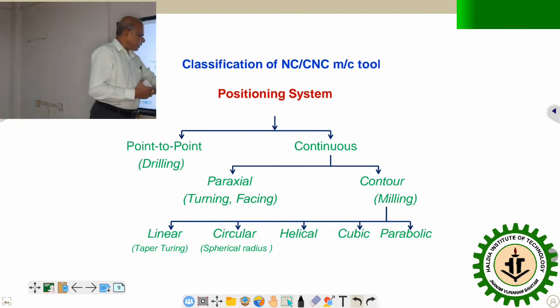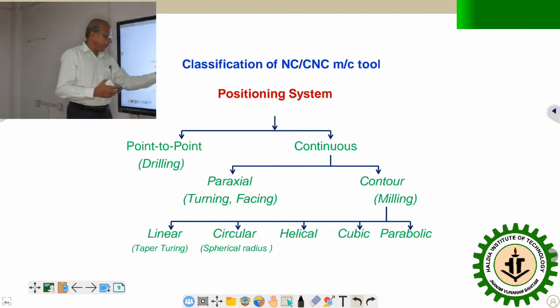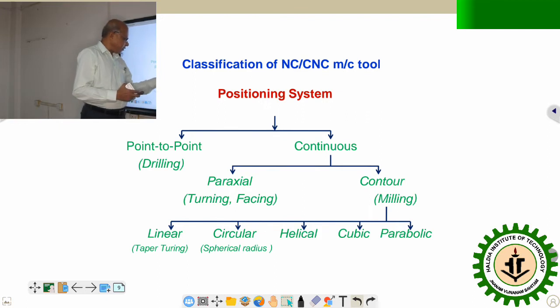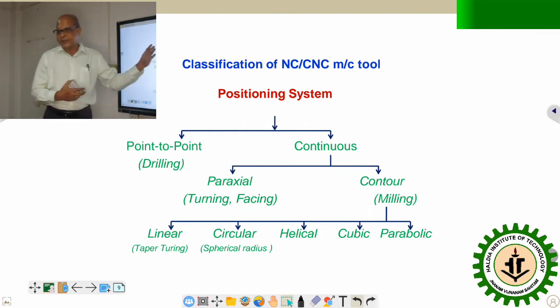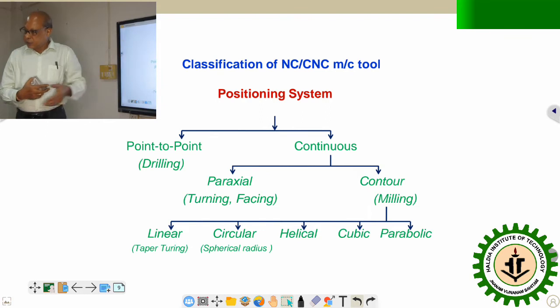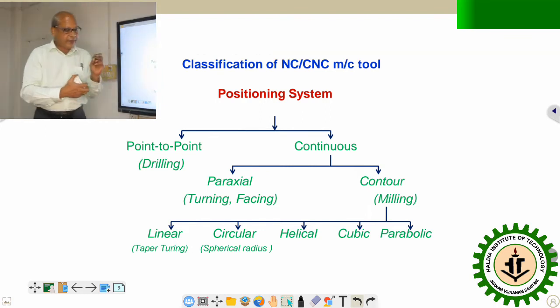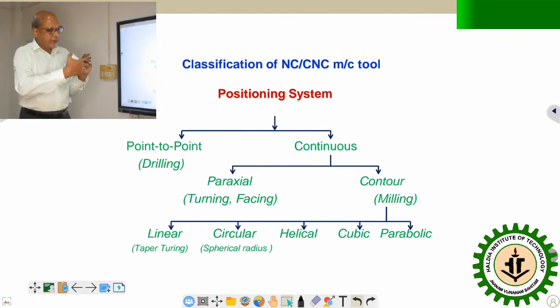Again, this continuous category can be further subdivided into another stage called paraxial and contouring. What is paraxial? The very name implies paraxial means parallel to any axis. So again, returning back to the lathe, if you undertake a turning operation, the tool movement is always along the Z axis, no X axis movement.